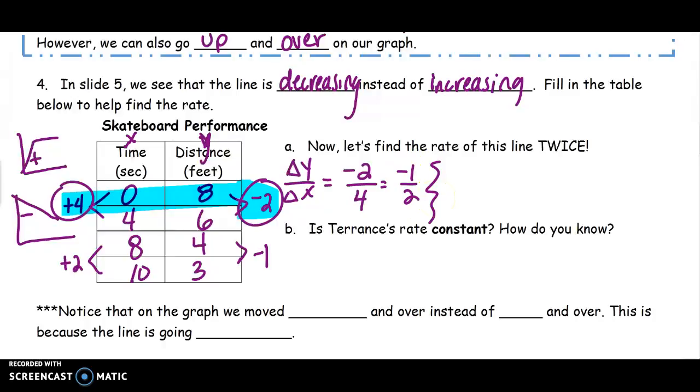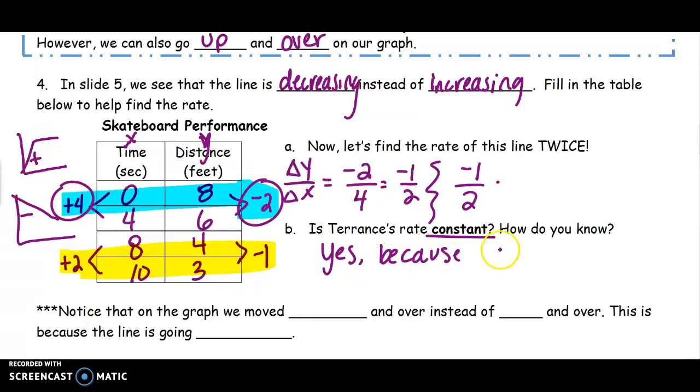So if we do the same for the bottom values, you would have the change in y, which is -1, and the change in x, which is 2. Notice how they simplify to the exact same value. This means that Terence's rate is constant. So we would say yes, because the rate is the same.